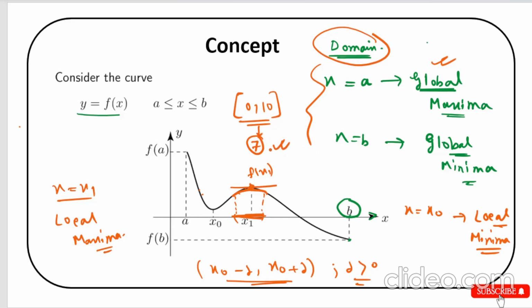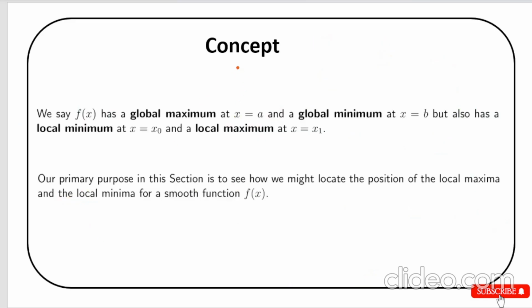Economists do this in this fashion, that they always want to find out the optimum value of the choice variable, so that their profit, or their total revenue, or their total satisfaction is always maximized, or their cost is always minimized, right? Okay, so this is what I have written here: we say f(x) has a global maximum at x equals a, a global minimum at x equals b, a local minimum at x equals x0, and a local maximum at x equals x1, right?